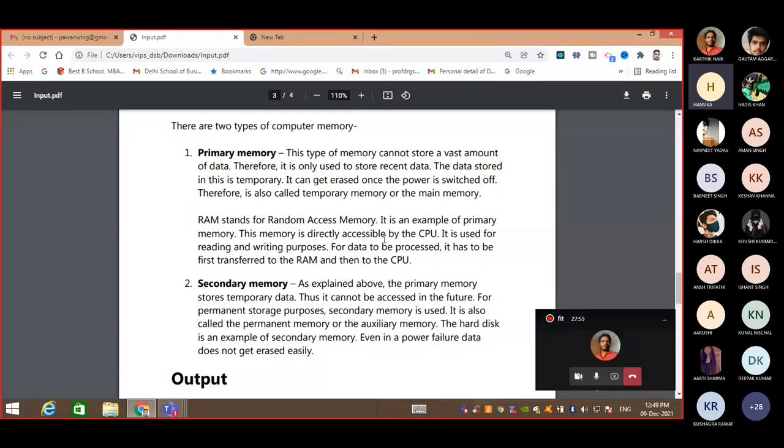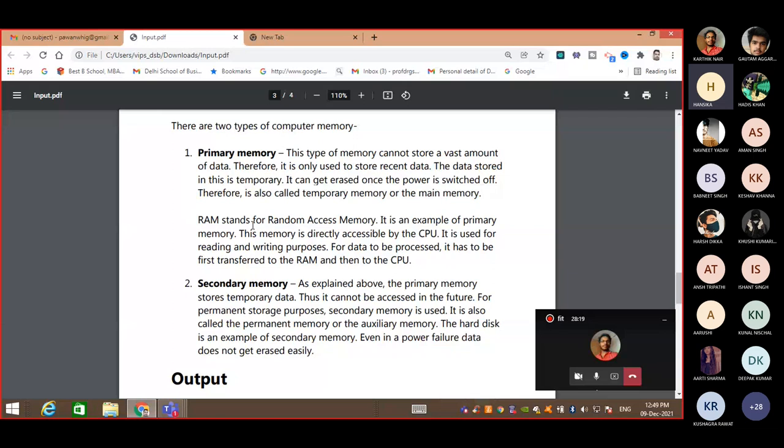One more memory is ROM. ROM is read-only memory, and RAM is random access memory. We will do it in another section, how they are different from each other. But RAM and ROM, mind it, both are primary memory and both are on the motherboard.